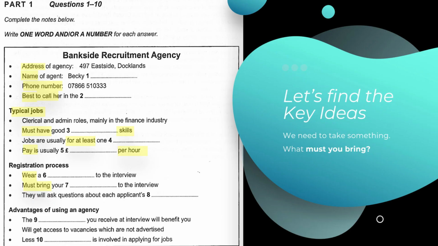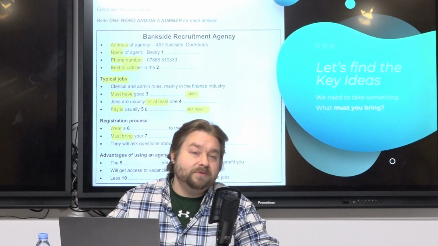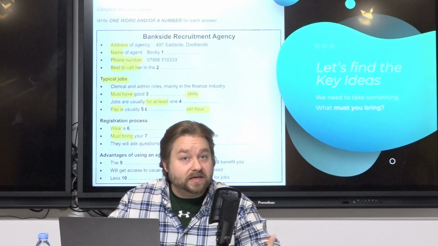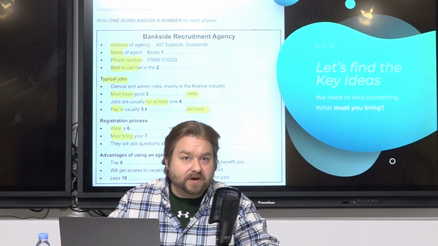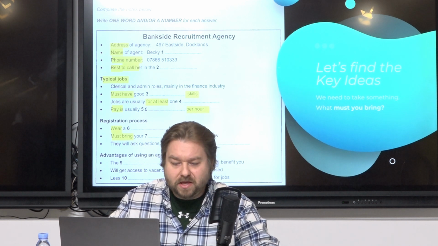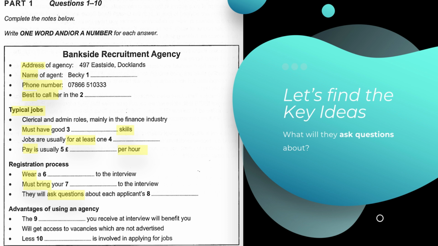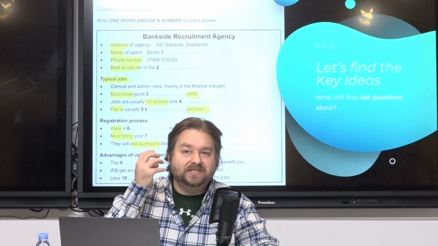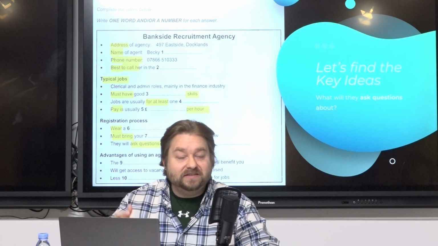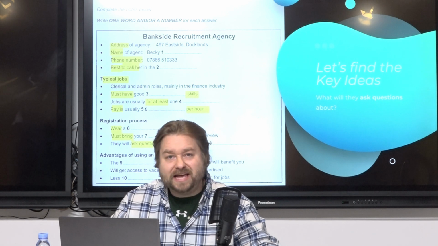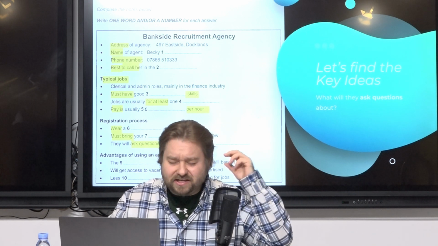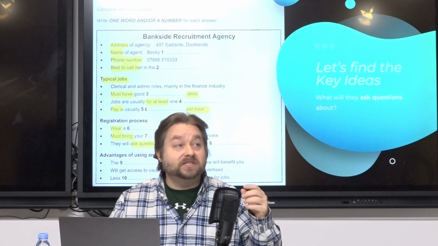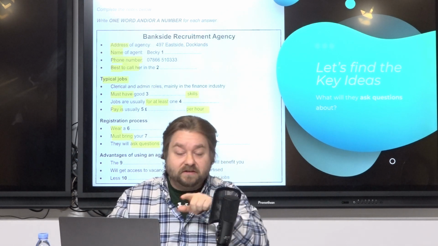Must bring. What do you need to take? We must bring something, and they will say must bring in the dialogue. It's easy, right? We can just listen for that part. Now, what will they ask questions about? They will ask questions about something. He is going to say what to listen for, what questions will be asked. That's when we start listening. Oh, they're going to say these questions. Now we know to listen for the answer.